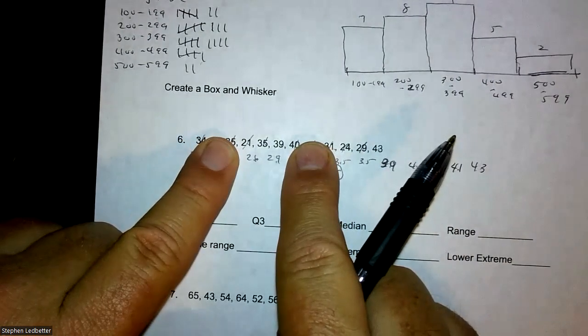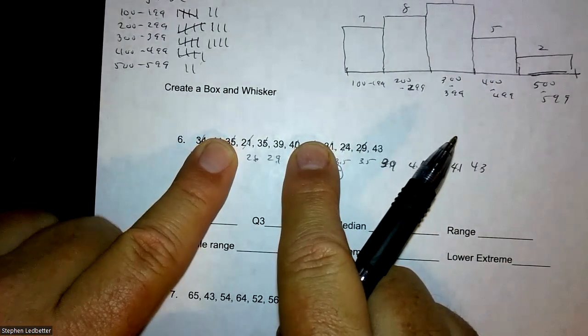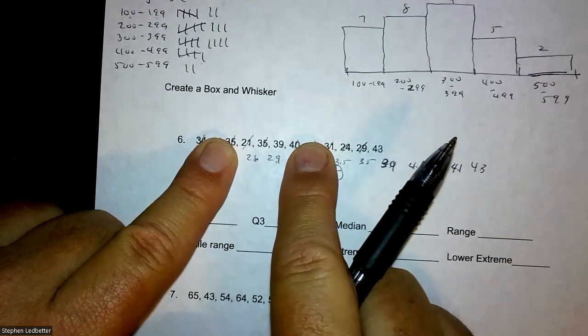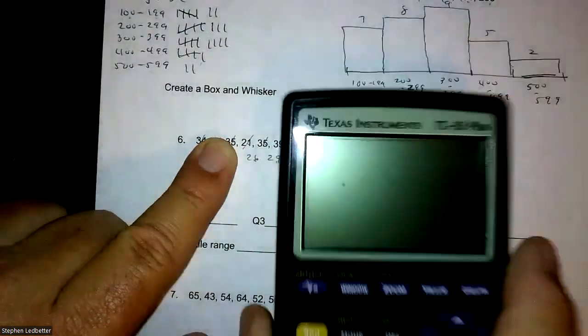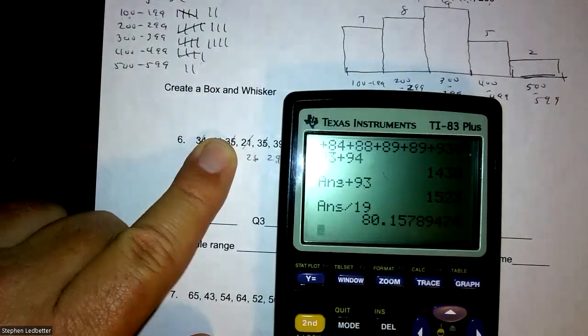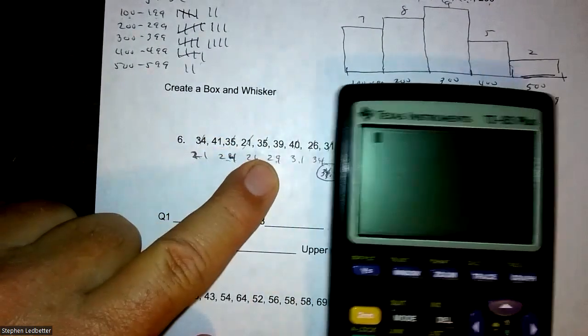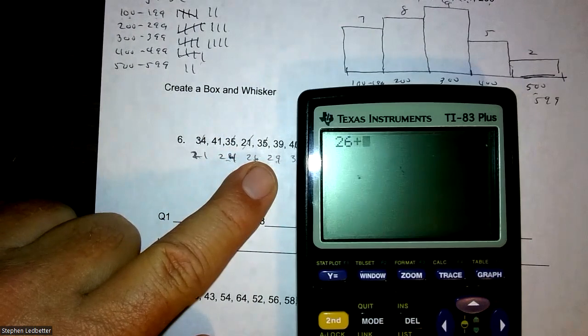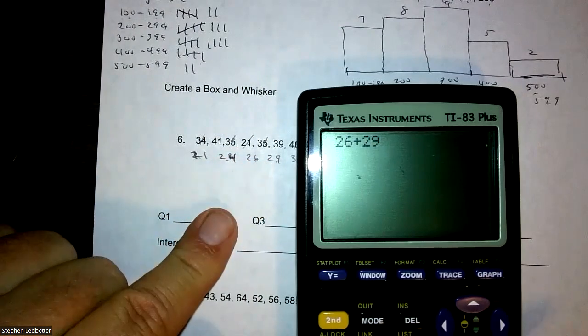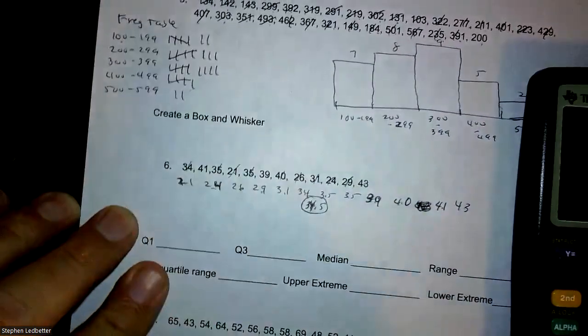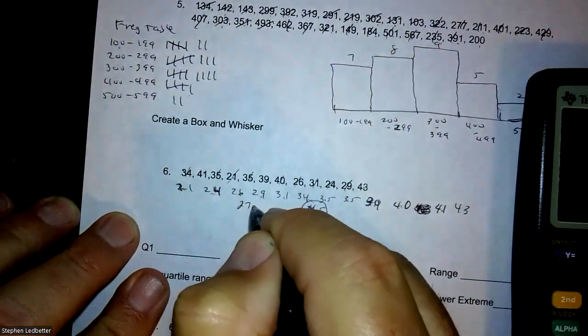All right, so I need to know what's between 26 and 29. So I add these up and divide them by 2. I'm going to take my calculator and say 26 plus 29, and now I'm going to hit enter and divide it by 2. And you should see it's 27.5. So this will be 27.5.